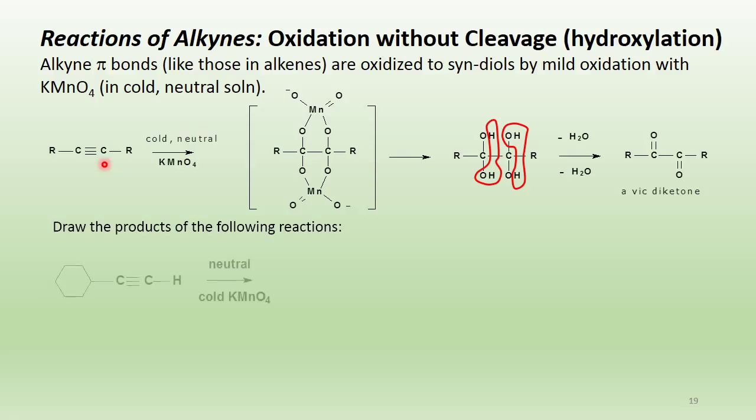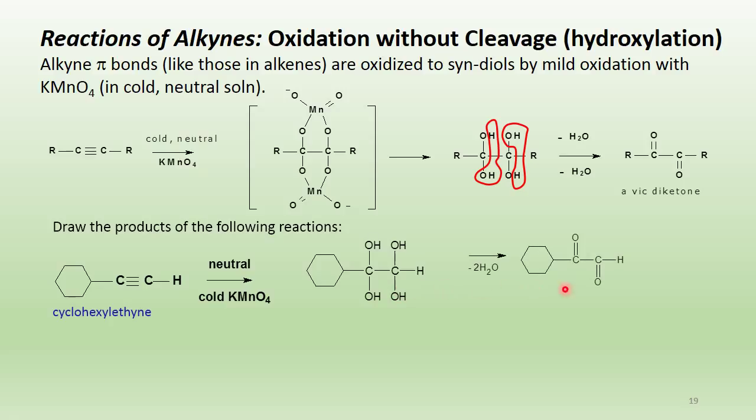Let's get a little bit of practice here. This is an alkyne. It would be cyclohexylethyne in cold neutral permanganate. Same as what we saw above. It's going to form the tetraol, a vic tetraol, which loses 2 molecules of water and forms a dicarbonyl compound, in this case a ketone next to an aldehyde, since the terminal carbon on the right does not have an alkyl group attached. It comes out as an aldehyde.